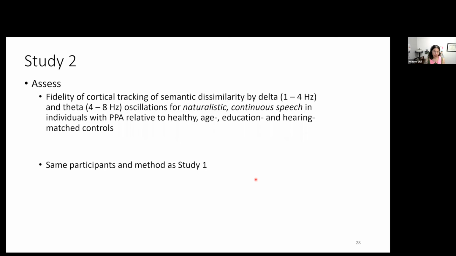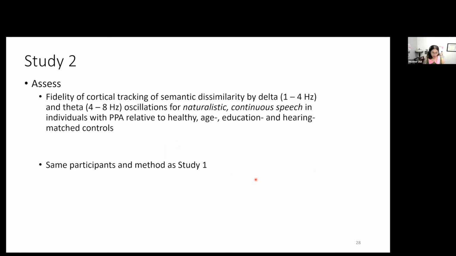So what we did is we looked at the fidelity of cortical tracking of semantic dissimilarity in the delta and theta oscillations in individuals with PPA, again, relative to a matched control group. It's the same participants and the same method as what I presented when we were looking at the envelope.